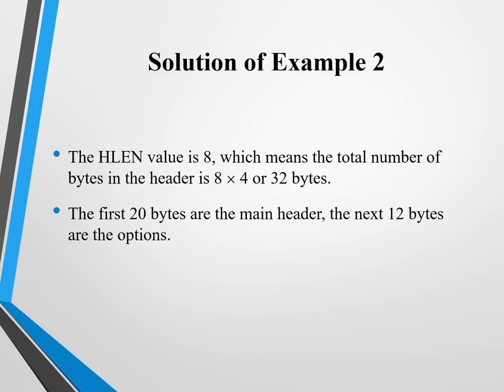यहाँ पे HLEN की value क्या थी, that is 8, which means the total number of bytes in the header is 8 multiplied by 4 that is equals to 32 bytes. अब first 20 bytes जो है वो तो main header है, next 12 bytes are the options.